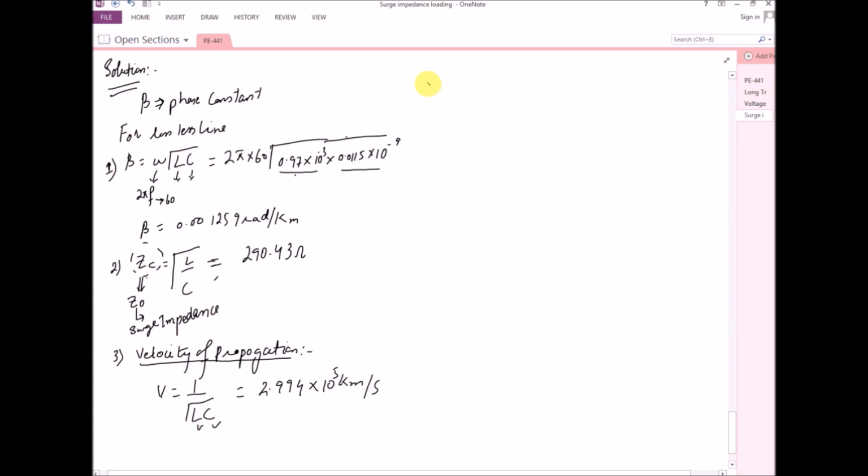And the last thing that you have to find is the line wavelength, which is lambda. If you remember, lambda is equal to V over F, and the value of V is 1 over under root LC. So the final formula will become 1 over F under root LC. We know the value of frequency, that is 60, and the values of inductance and capacitance are also known. So the wavelength will be lambda equal to 4990 kilometer.